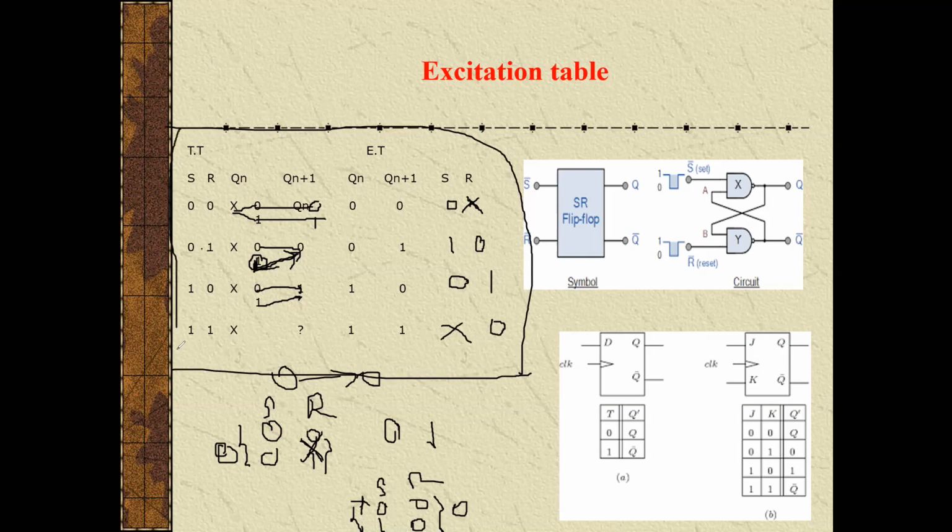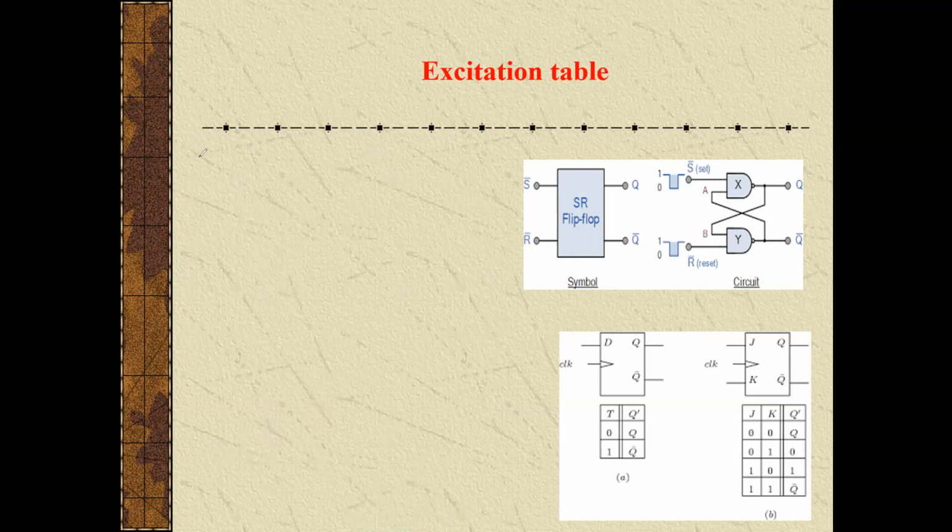Similarly, we have to see what goes inside the excitation table for the JK flip-flop. So this is the JK flip-flop, which has two inputs J and K, another one is the clock, and the outputs Q and Q bar. Similarly, we have to write the table for this to make the excitation table. First see the truth table, and this one is the excitation table.